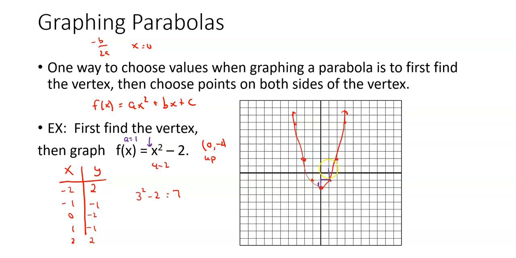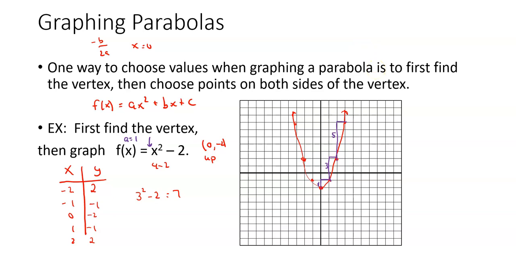Then I went up 1, 2, 3 and over 1. Then I went up 1, 2, 3, 4, 5 and over 1. If I want to plot the next point, I'm going to end up going up 7 and over 1 and up 9 and over 1. And the same thing works on the other side.